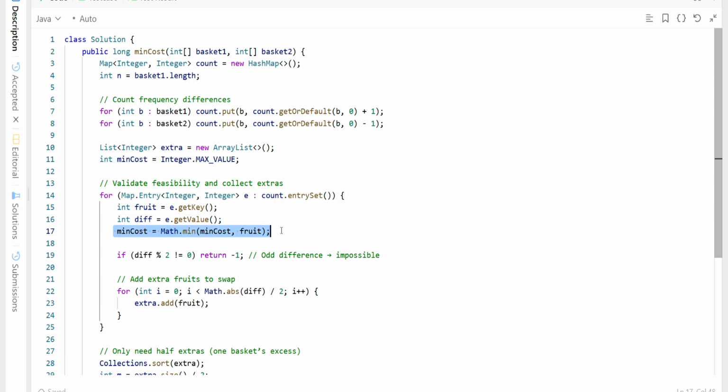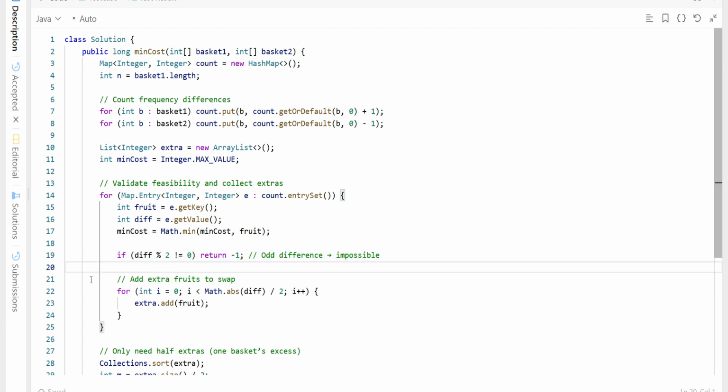So Math.min is what we use to get the minimum. You will get the minimum cost here, right? Just check: if the difference is not equal to 0, meaning it is odd, it is impossible. Return -1. We will not do anything extra. From here the control will return -1 and you will get the result -1. This input is not feasible.